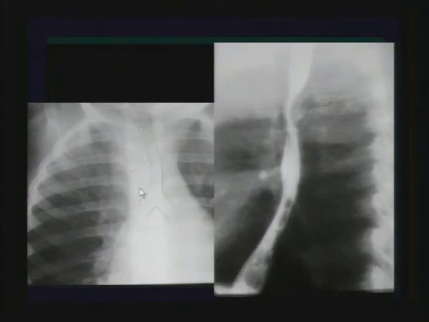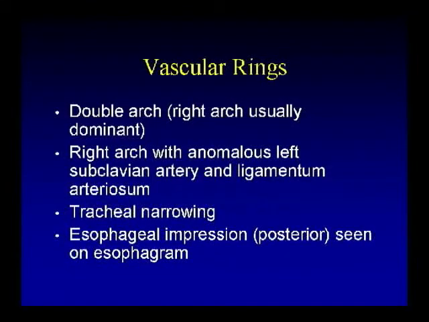Notice instead of buckling to the right, it's buckling to the left, and another vascular ring. So vascular rings are generally double arches or right arches with an anomalous left subclavian. They cause tracheal narrowing with a posterior impression seen on an esophagram.